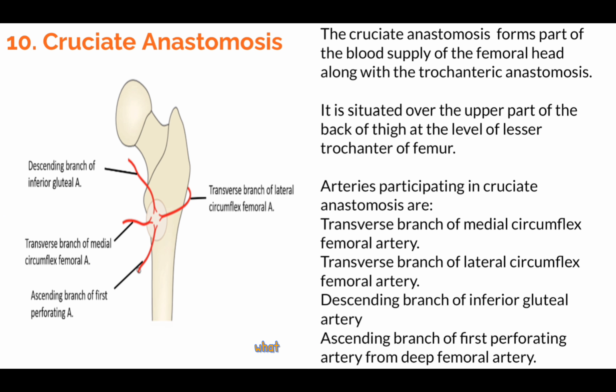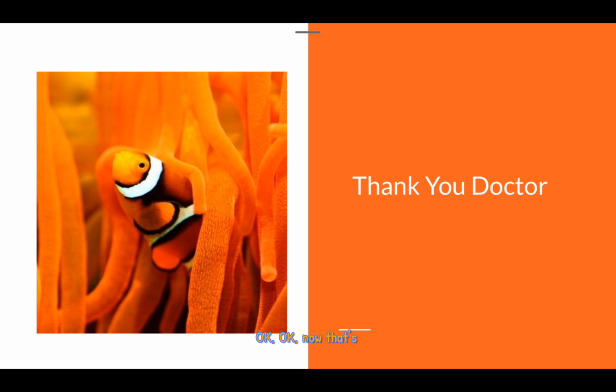So as you all know, they both provide the blood supply to the head of the femur. Where is it located? Along the lesser trochanter, and then you have to write the four arteries constituting the cruciate anastomosis. Okay, that's it for this session.